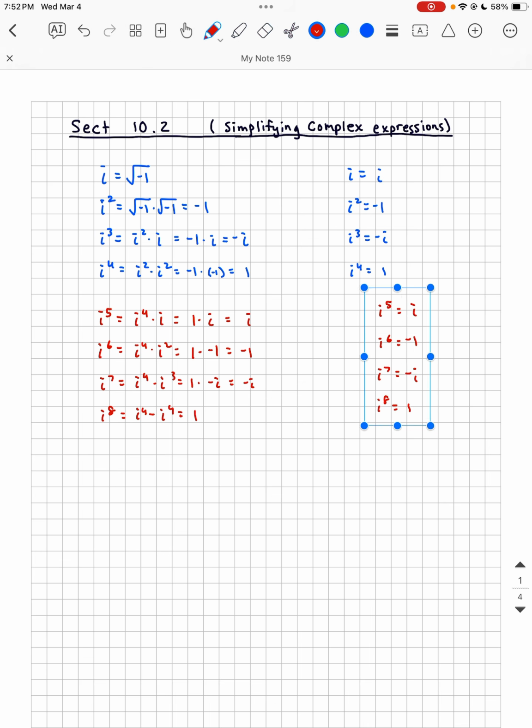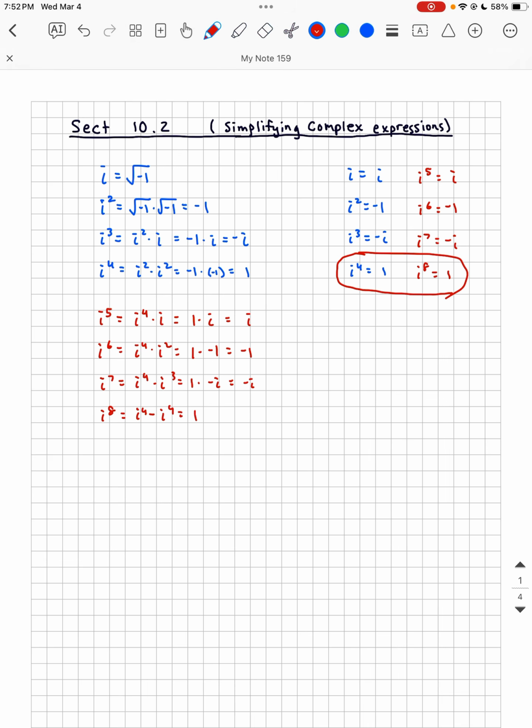You'll notice if you take all of these and compare them to what I had previously, you can kind of see what's happening. Anything to the fourth, or any multiple of 4, the answer is going to be equal to 1. So for example, i to the 4th is equal to 1, i to the 8th is equal to 1, and i to the 12th is equal to 1. Previously to that, i to the 3rd and i to the 7th are equal to -i. And then i squared and i to the 6th are equal to -1. And finally, i or i to the 5th is equal to i.